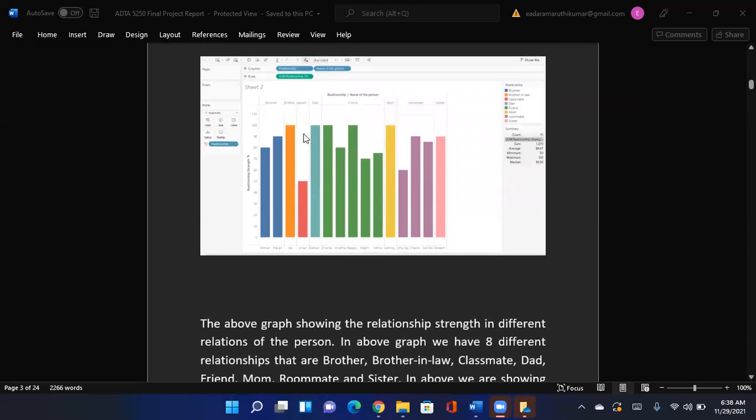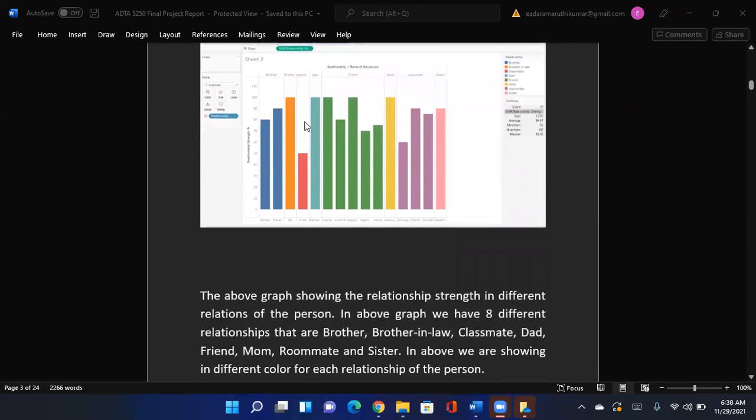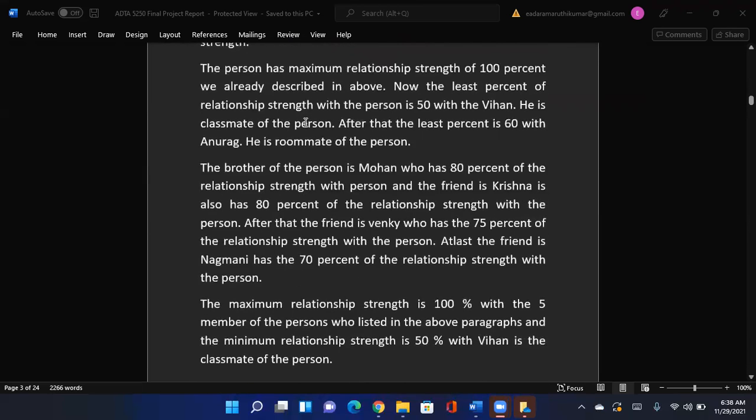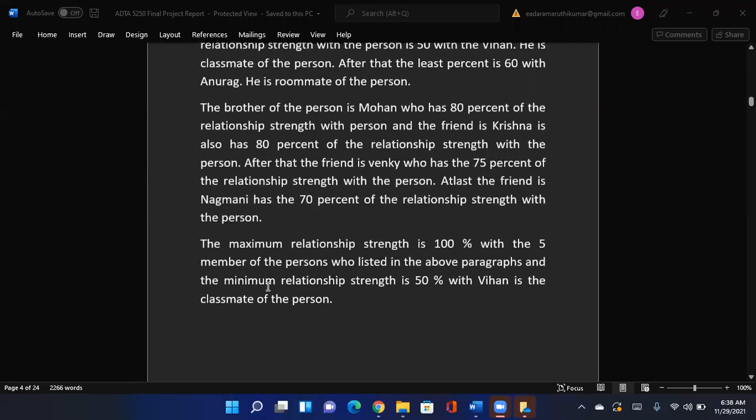We also have the lowest relationship. The name is Vihan, a classmate. I have the minimum relationship strength of 50 with Vihan, who is a classmate of the person. The relationship between me and Vihan is classmate, and the relationship strength is 50%. And I also mentioned the maximum relationship strength is 100% for the 5 members I already mentioned to you. This is what I did.